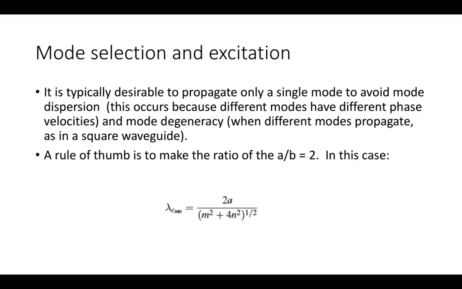So we'll have the same cutoff. So the design rule of thumb is to make the ratio of A over B equal to 2. And in that case, the cutoff wavelength in the guide is 2A over this factor involving M and N, which are your mode numbers. So for 1, 0, you'd put 1 in for M, you'd put 0 in for N, and basically your cutoff wavelength then would be 2 times the dimension A. So that A dimension is a half wavelength.